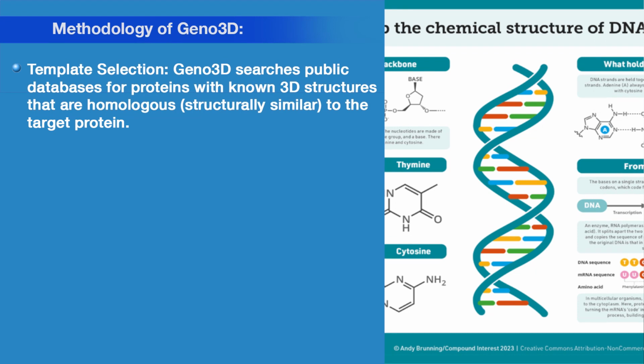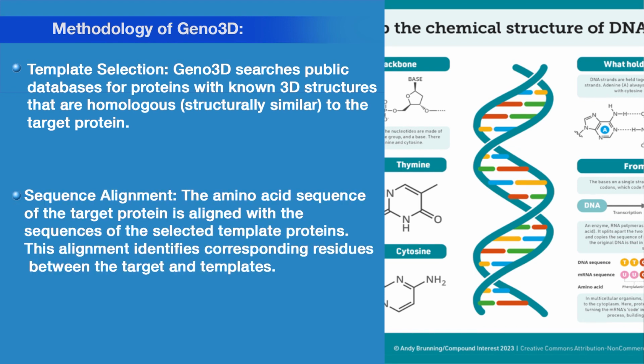Template selection. Geno3D searches public databases for proteins with known 3D structures that are homologous, structurally similar to the target protein. Second, sequence alignment. The amino acid sequence of the target protein is aligned with the sequences of the selected template protein, which are 3D structure proteins. This alignment identifies corresponding residues between the target and the template. So, templates are what? Your 3D structure proteins.